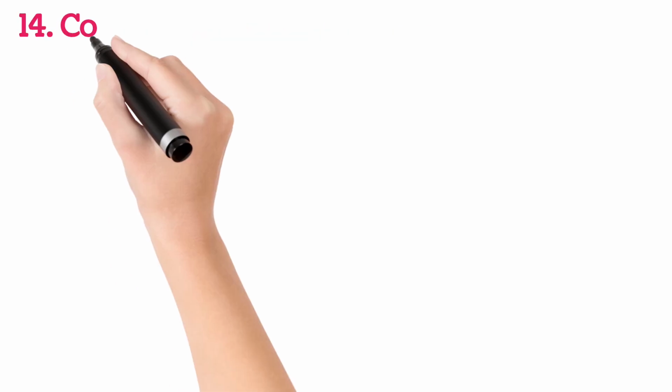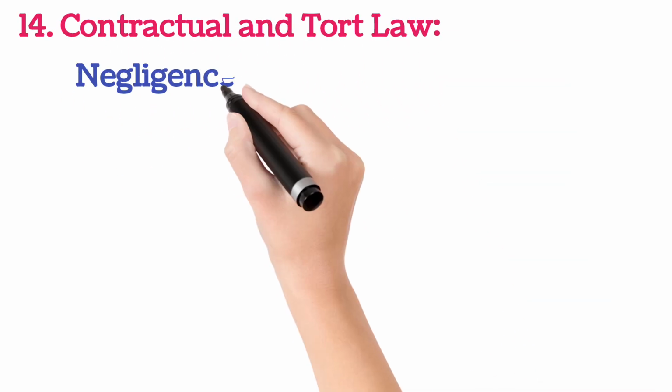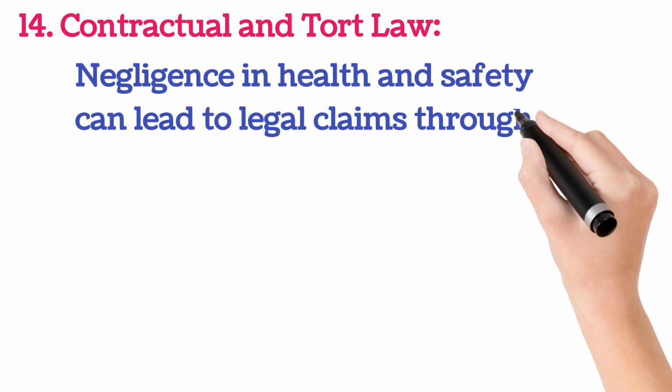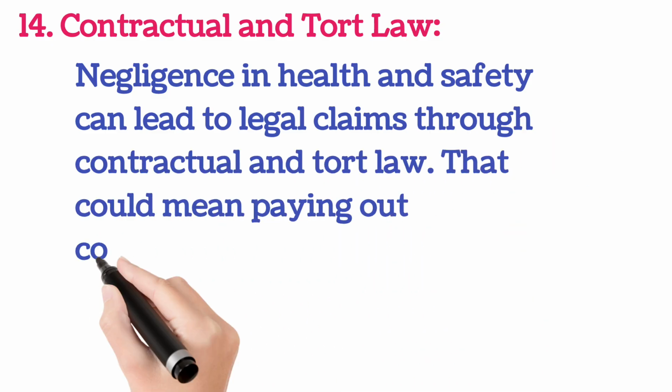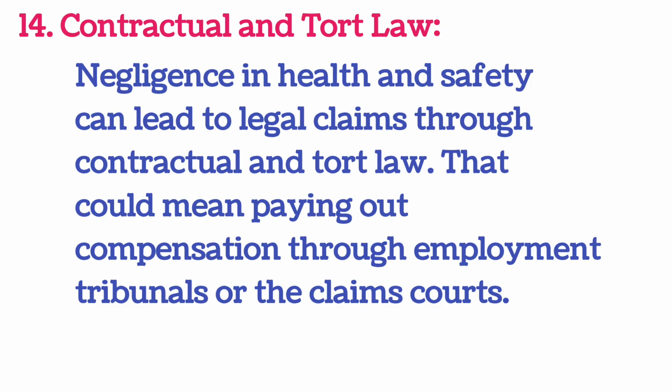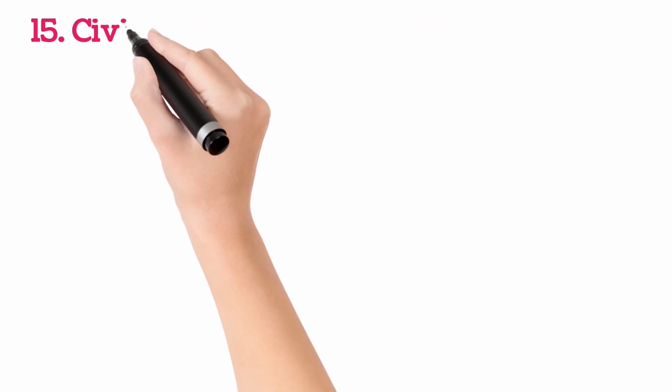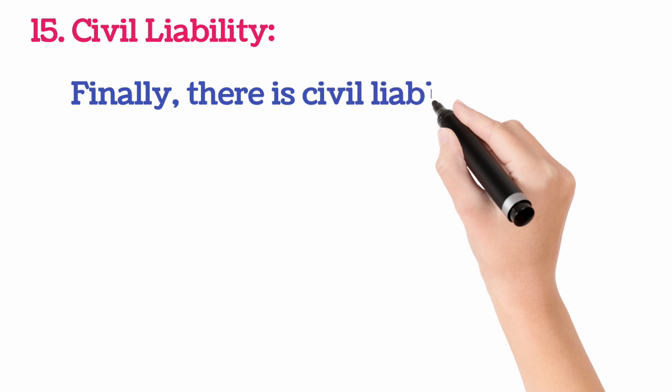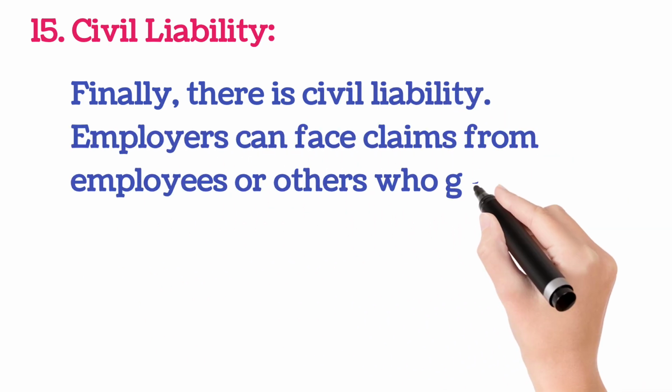Contractual and tort law. Negligence in health and safety can lead to legal claims through contractual and tort law. That could mean paying out compensation through employment tribunals or the claims courts. Civil liability. Finally, there is civil liability. Employers can face claims from employees or others who get hurt because the company didn't make the workplace safe.